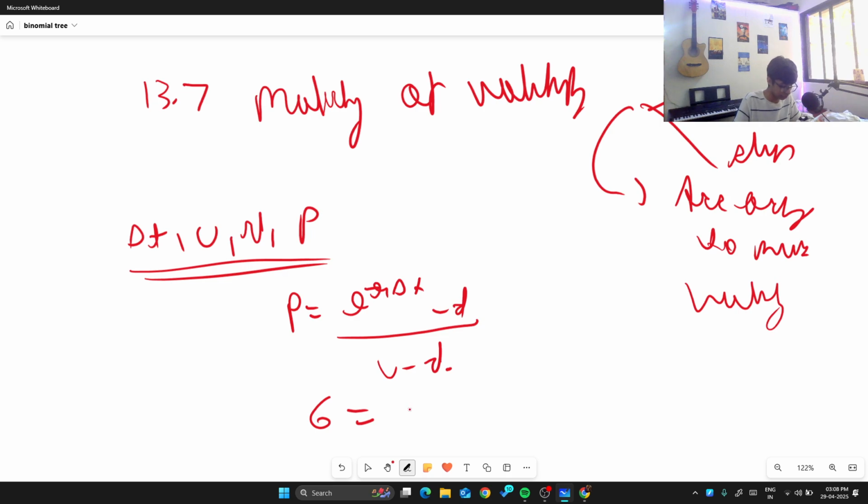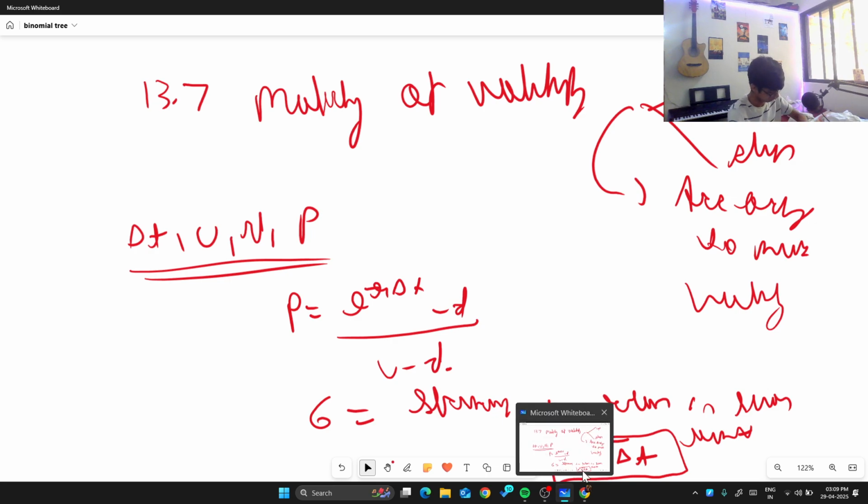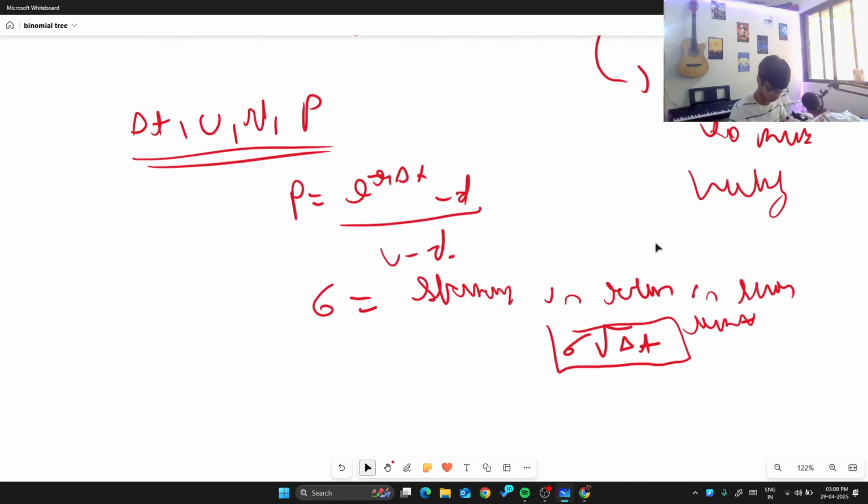volatility is defined as the standard deviation in return in a short period of time, right? Or sigma root delta T. That's how it is done. And there is a whole derivation, I guess. Yeah, there is a whole derivation. So let me show you.